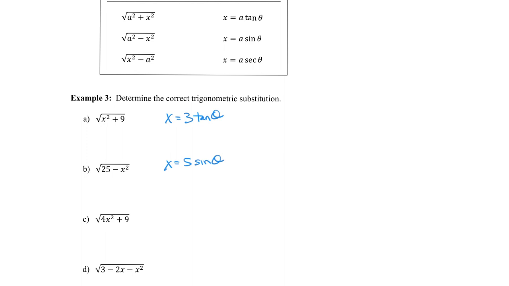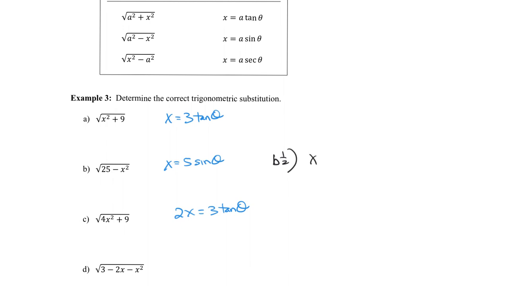All right. Now this next one's a little trickier because it's 4x squared, but we do the same thing. It's a plus, so it's going to be a tangent. So the square root of this is 2x, right? So what we do here is we say 2x equals 3 tangent theta. So we just stick to this format and it'll always work. So the square root of this is 2x equals the square root of that times tangent theta. Okay, let me add one on here that's going to look sort of like b. Let's call this b and a half.